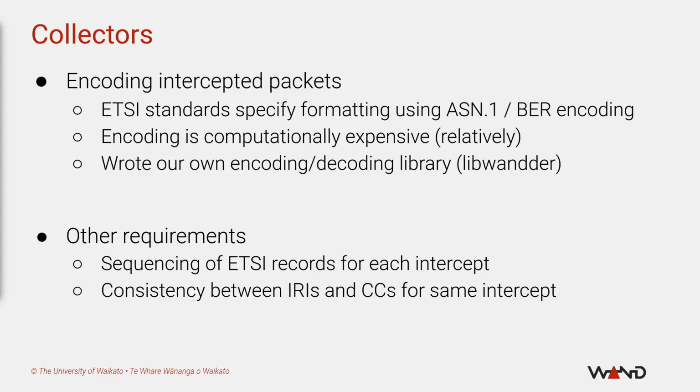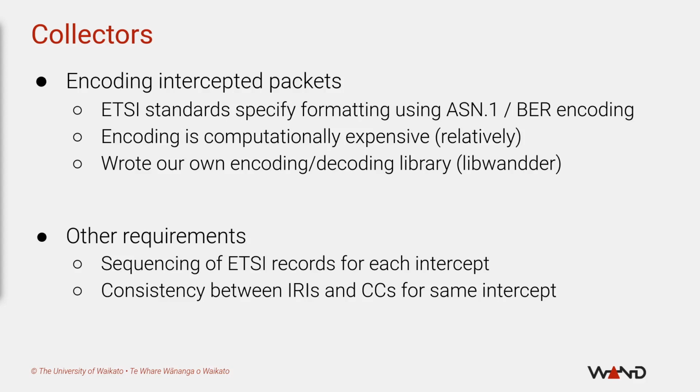Once a packet has been intercepted by the OpenLI collector, it then needs to be encoded to comply with the ETSI mandated format for CC and IRI records. The standards specify the encoding formats using ASN.1 and expect the records to be encoded using basic encoding rules. Different types of intercepts will require slightly different encodings, so voice over IP intercepts are encoded differently to IP data intercepts, which are different again to mobile data intercepts.